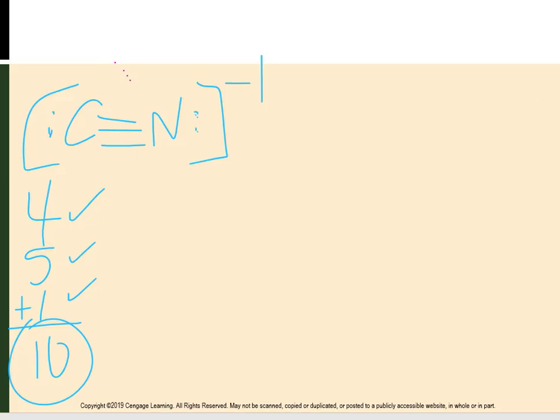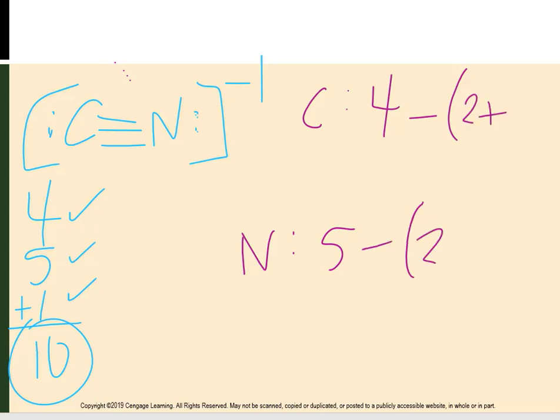Now to find the formal charge, carbon. We're going to take number of valence electrons minus lone pairs. I'm actually going to do nitrogen at the same time. We know that nitrogen started with 5 minus, they each had 2 lone pair electrons, plus 1/2 of, they each had a triple bond that they shared, so 1/2 of 6, 3.